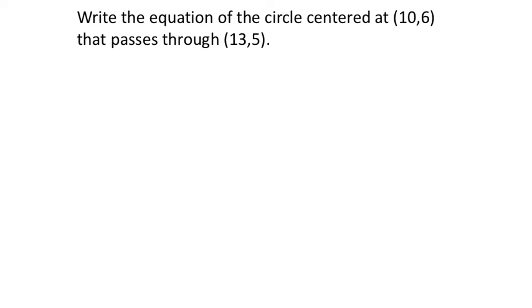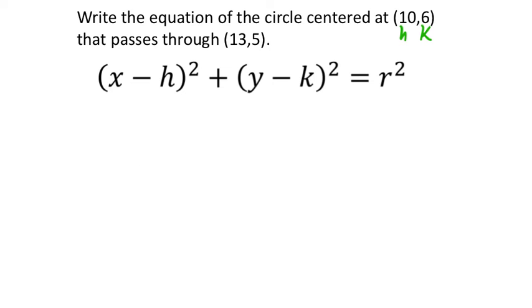All right, write the equation of the circle centered at (10, 6) that passes through (13, 5). This is great news because right here, it's already given us h and k. We got h and k right there. So is that our h? Because that's where the center is? Okay, so for my equation, I have the h and k ready to rock and roll. So I got x minus the h squared plus y minus the k squared.